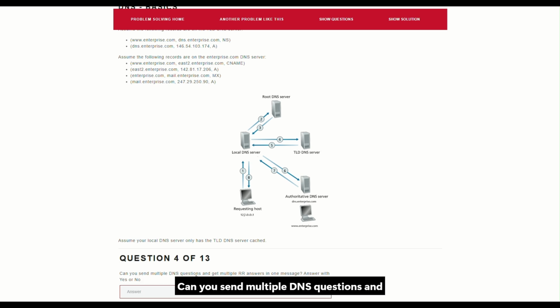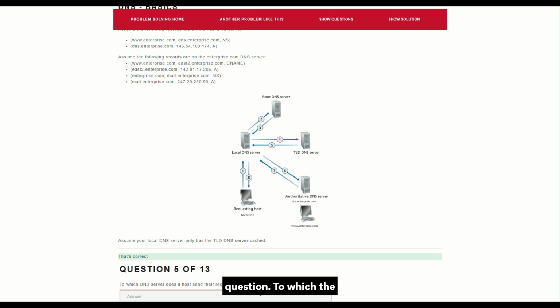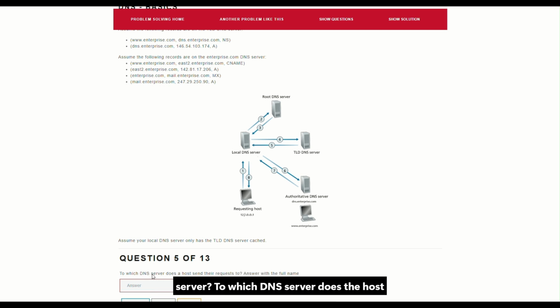Can you send multiple DNS questions and get multiple RR answers in one message? The answer is yes. There can be multiple questions and answers in one single DNS message. To which DNS server does the host send the requests? This is the host, this PC right here, as it says, requesting host. It is going to the local DNS server because that's the only one the host is connected to, not authoritative, not TLD, and not the root.